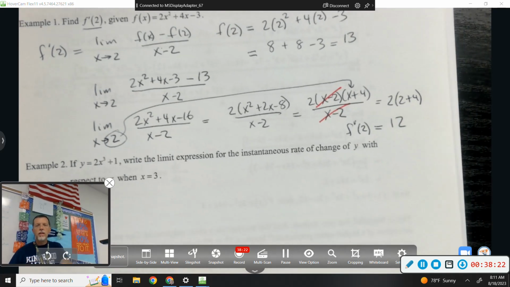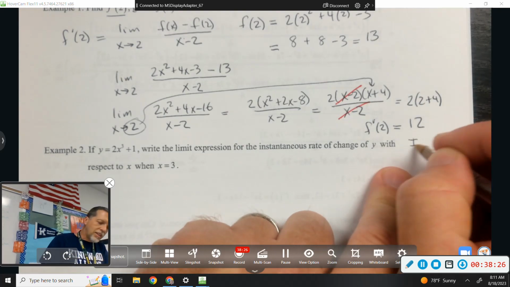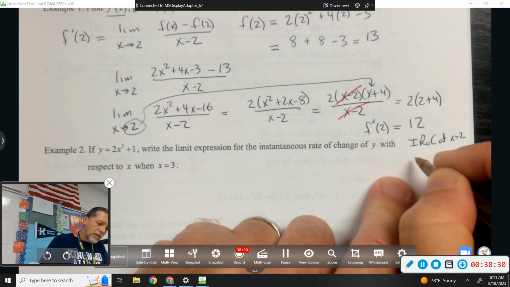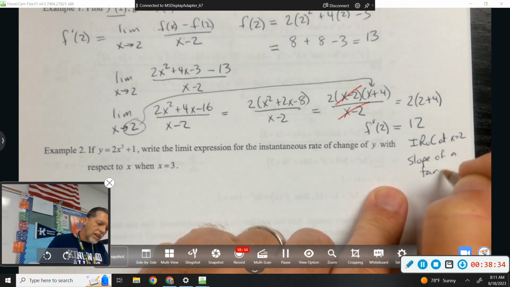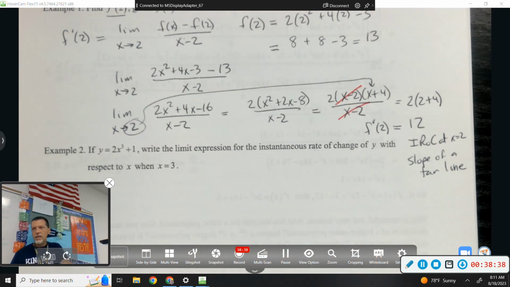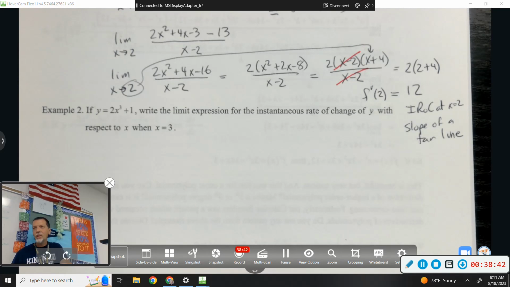Now let's recognize what we've got here. That's the instantaneous rate of change at x equals 2. It's the slope of a tangent line at x equals 2. It's the derivative at x equals 2. And we like to ask those questions all the different ways to make sure you understand what we're asking.